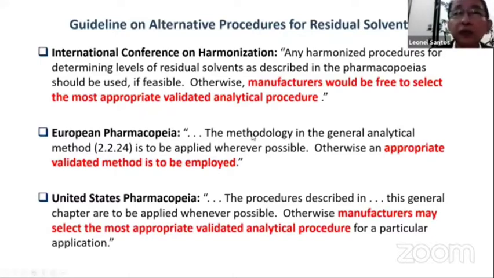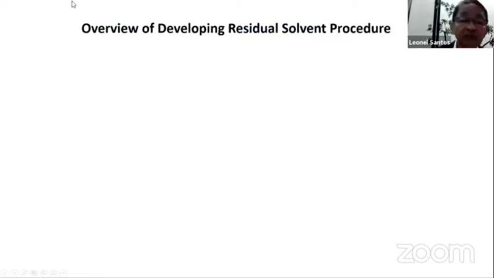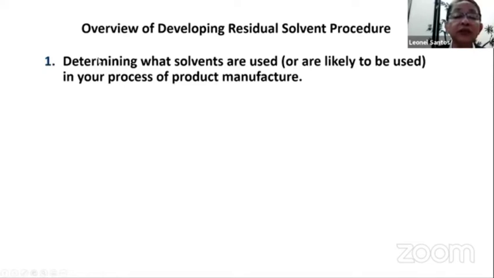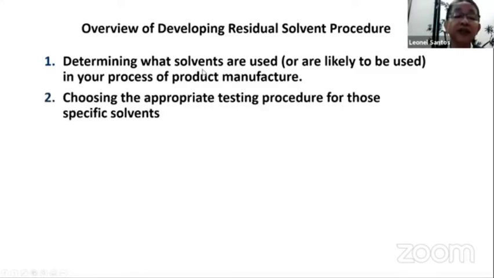Meaning you do not have to analyze all the residual solvents, but you only need to analyze the residual solvents that are specific to your sample. So in terms of the overview of developing a residual solvent procedure, you need to determine what solvents you're going to be looking for, because there are a lot of solvents and there are 3 classifications.